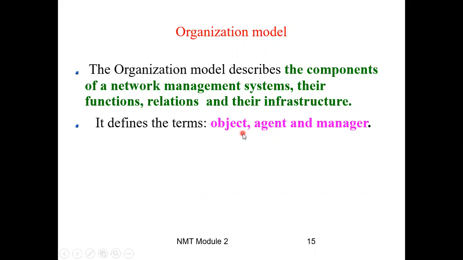So the organization model has 3 things. These names we have already studied. There is an object, there is an agent, and there is a manager. If somebody asks, what do you mean by organization model, you should be able to tell: it is the model that describes the components, what all things are in my network management system, their names, the functions, the relations, and their infrastructure. So we have only these 3 names. We should know what an object is, what function the object is performing, who is an agent, and whether those are people sitting, or software, or hardware. Like when we hear manager, we feel it is some person. Agent, huh? We have travel agents, various agents, LIC agents, and those are people. So let us understand what is a manager, what is an agent, and what is an object.